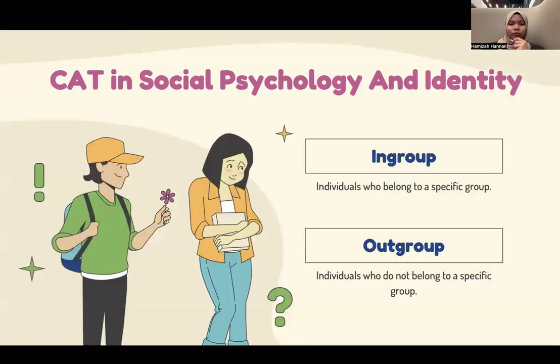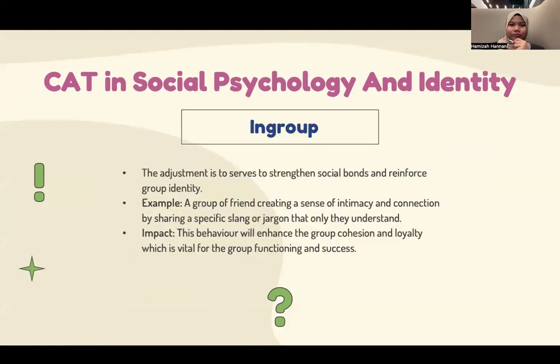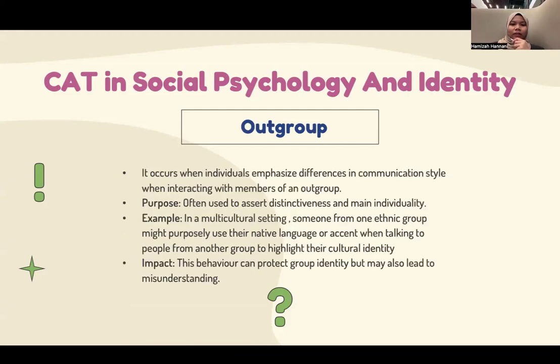So there are two things in social psychology and identity, which is ingroup and outgroup. Ingroup is where the adjustment serves to strengthen social bonds and reinforce group identity. As an example, a group of friends creating a sense of intimacy and connection by sharing a specific slang or jargon that only they understand. And the impact of this behavior is that it will enhance group cohesion and loyalty, which is vital for the group's functioning and success.